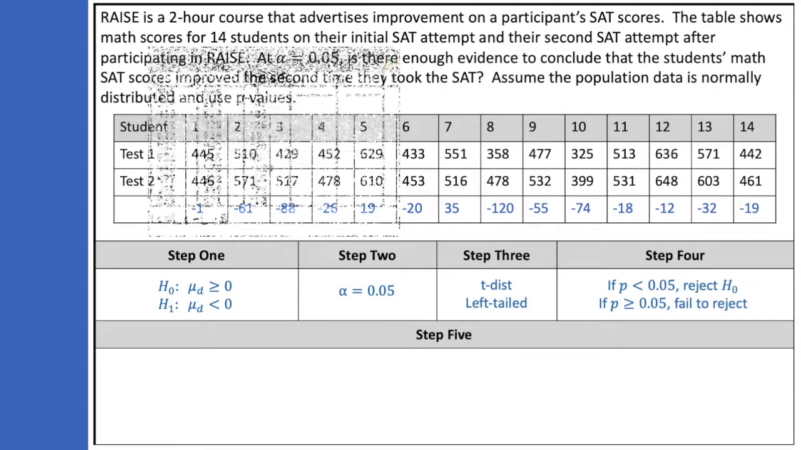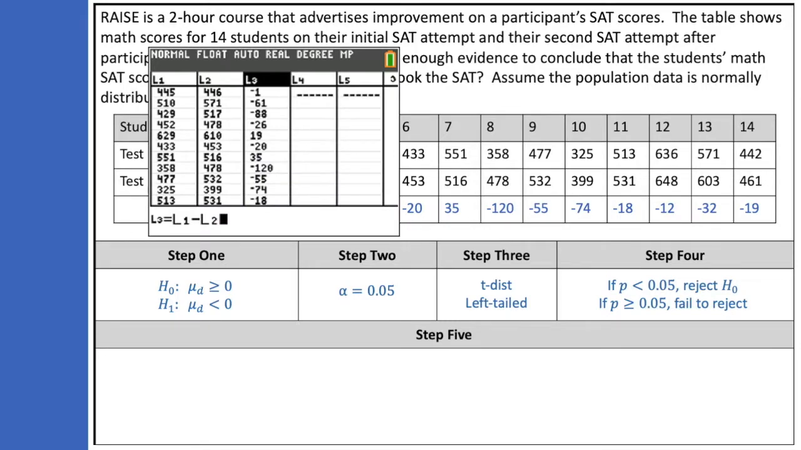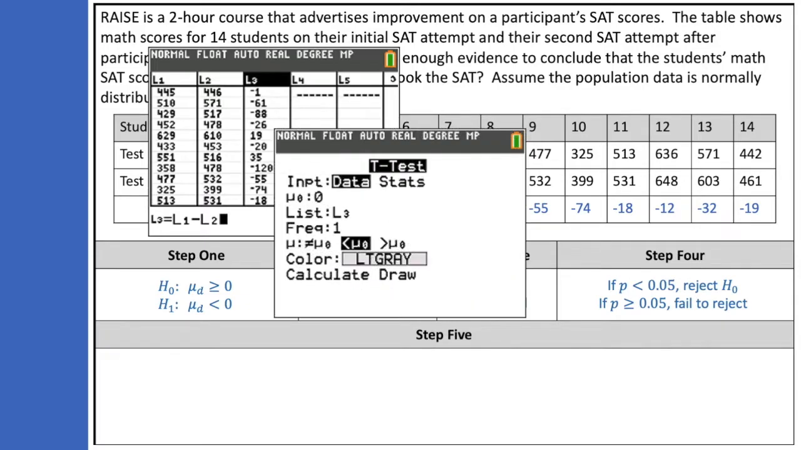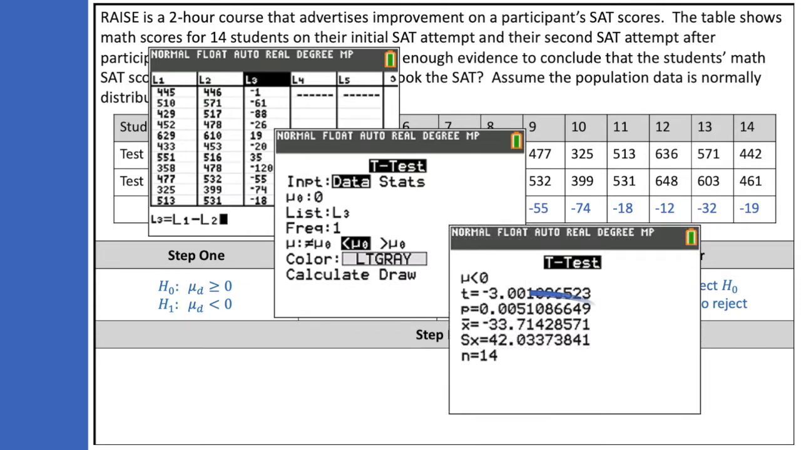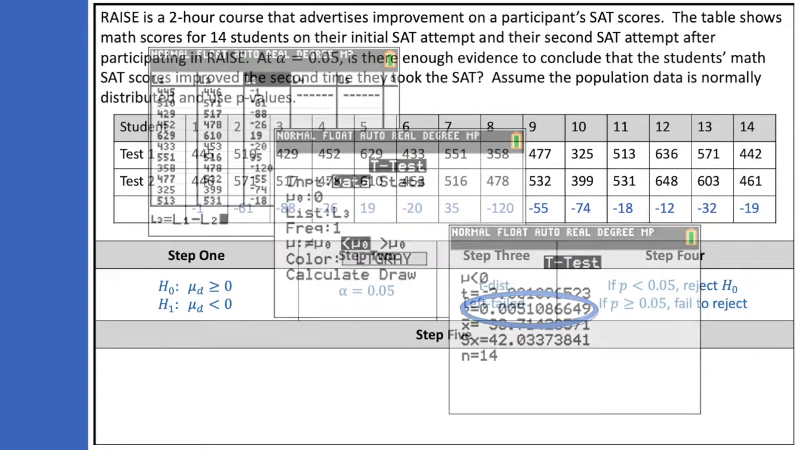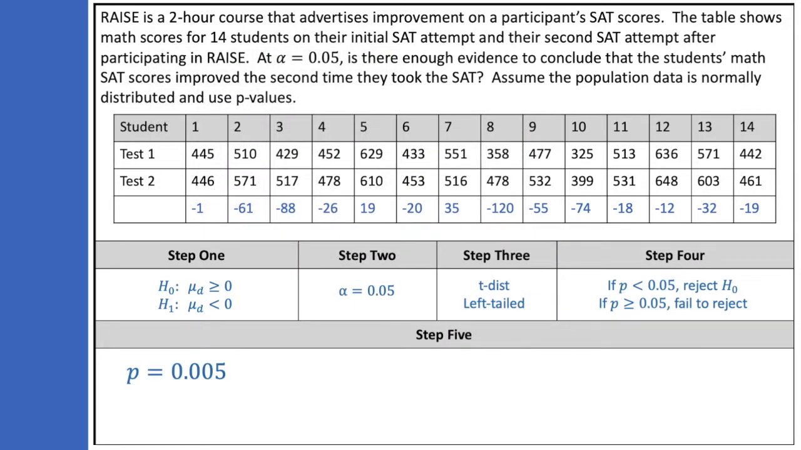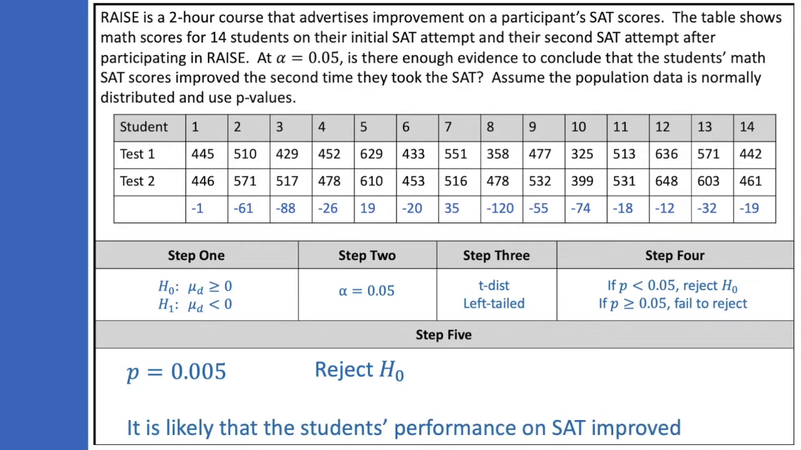Again, we'll pull up our calculator. The first test goes in list 1, the second test goes in list 2, and list 3 is the differences. Again, we're comparing those differences to 0 using list 3. We're doing a left-tailed test. This time we get a p-value of 0.005. Since 0.005 is less than 0.05, we'll reject the null hypothesis. In this case, that means that it is likely that the students' performance on the SAT improved.